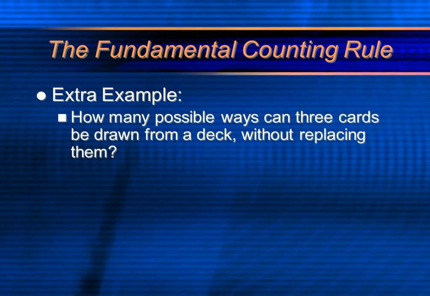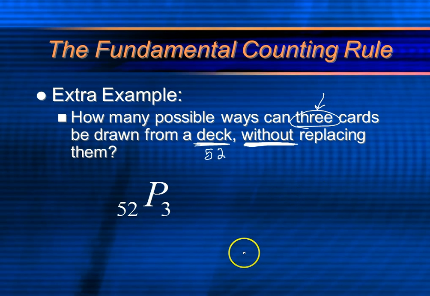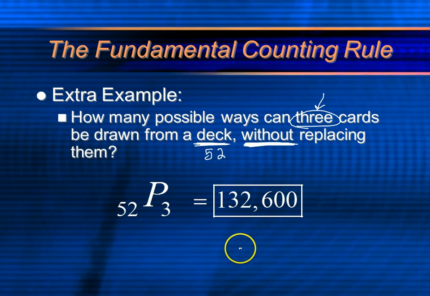Next one. How many possible ways can 3 cards be drawn from a deck without replacing them? Again, that's a key word, without, so you keep them. Okay, so how many do I have? A deck has 52 cards, and I'm picking 3. 52 pick 3 gives me 132,600 choices.